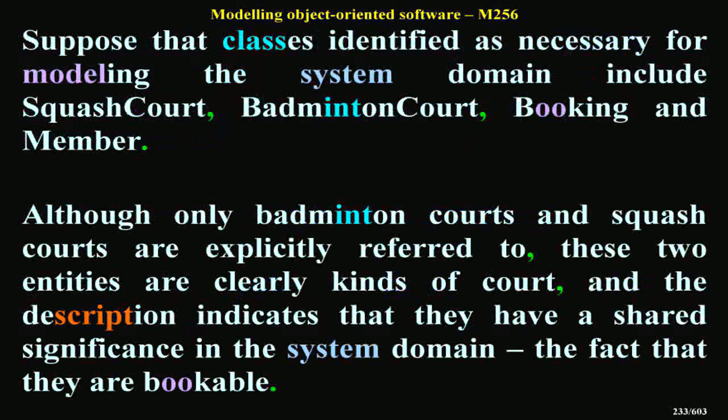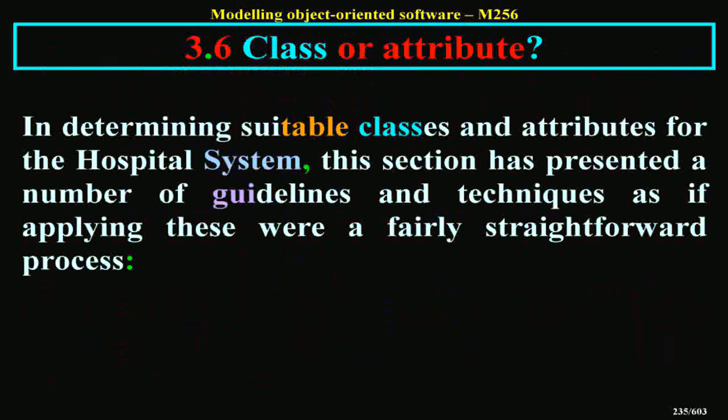Although only badminton courts and squash courts are explicitly referred to, these two entities are clearly kinds of court, and the description indicates that they have a shared significance in the system domain, the fact that they are bookable. It could therefore be appropriate to include an abstract parent class, court.